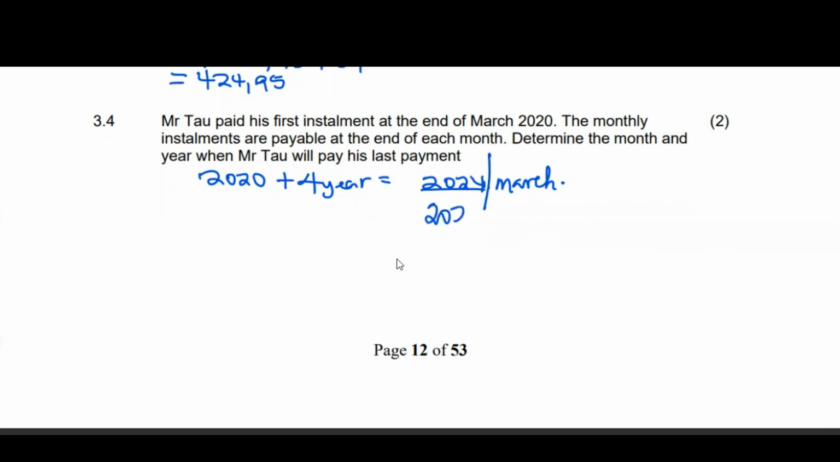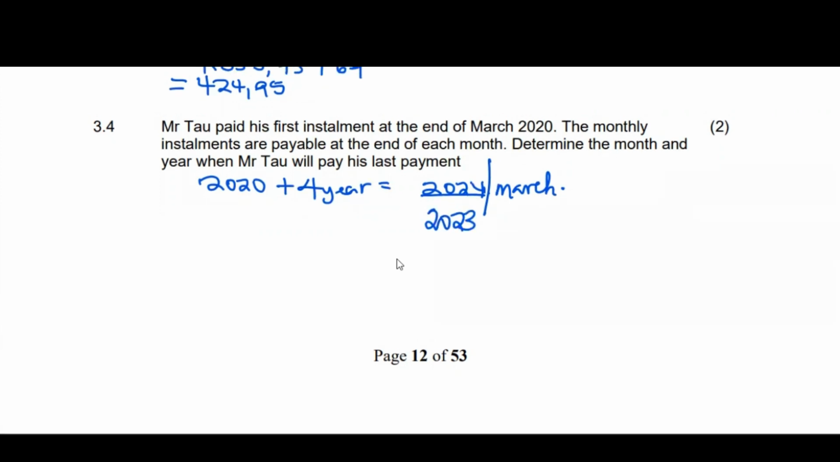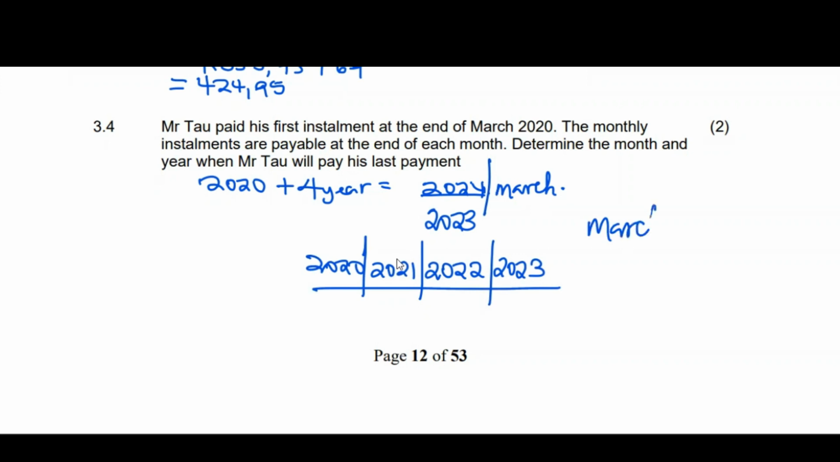It will be 2023. Remember, there are 3 years. So 2020 is already paying. So we go to 2022, second year, 2022, third year, 2023. So he has to end in March 2023. Thank you very much.